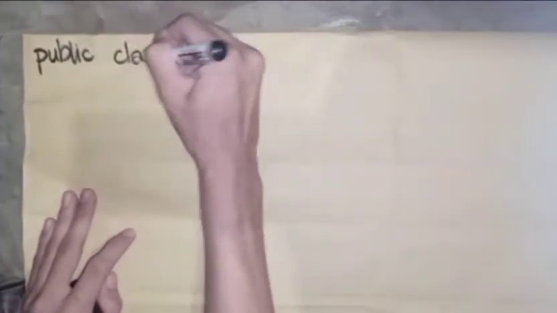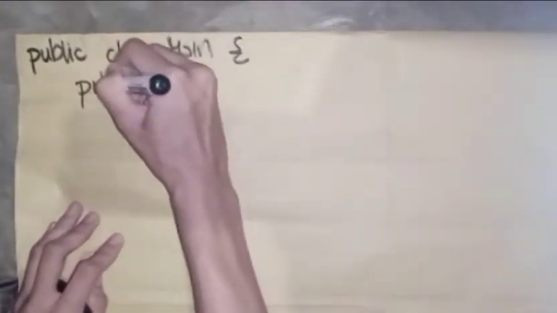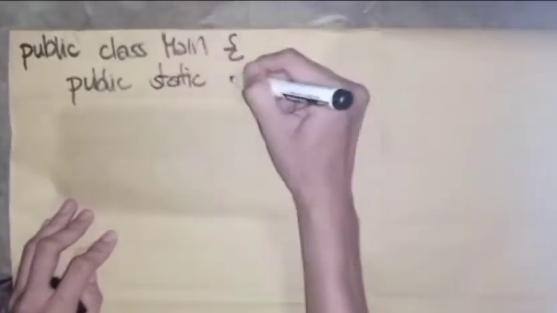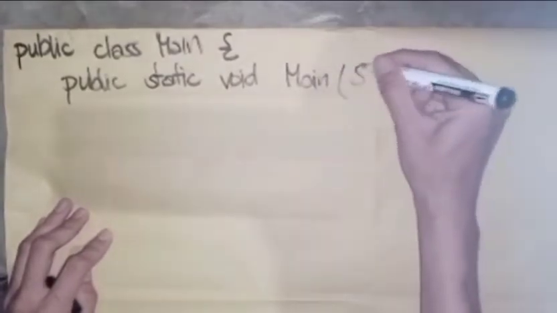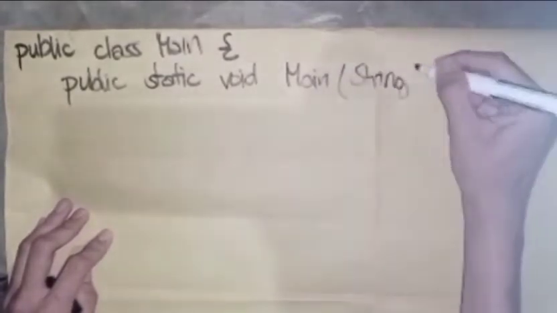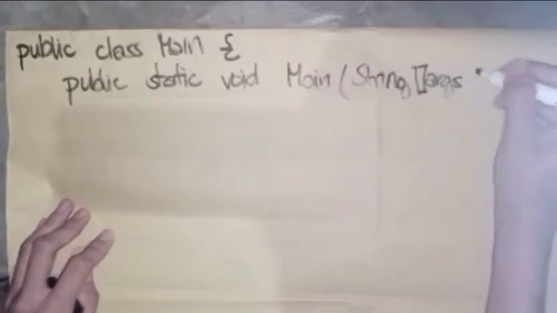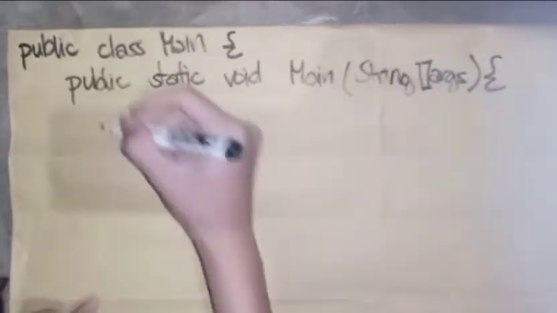We are going to write the main class. We wrote public class main with a curly bracket, and we will also declare our main method, which is public static void main string args. This means that our main method is a public method, it is static, and it will return a void value after running it.